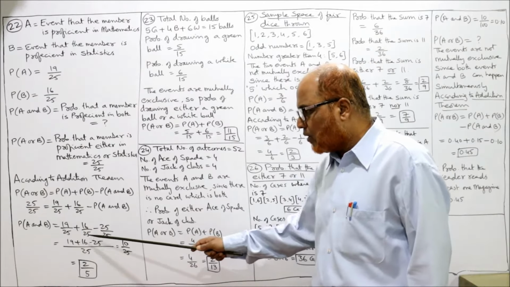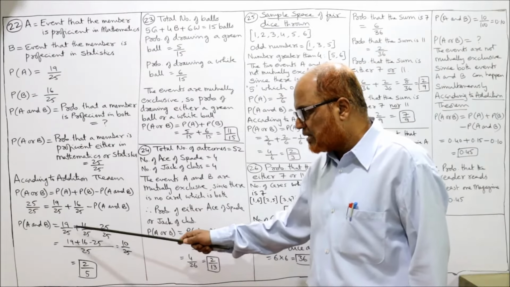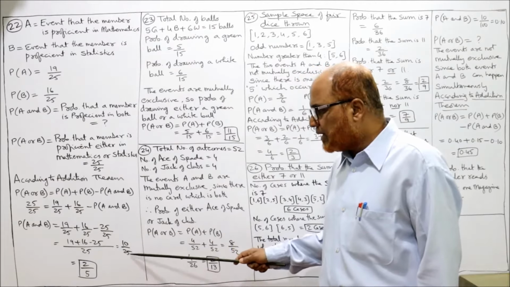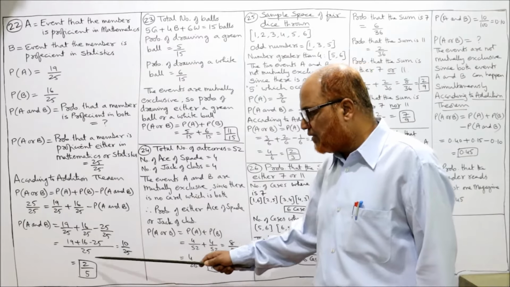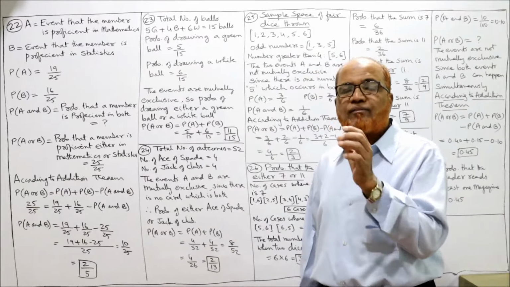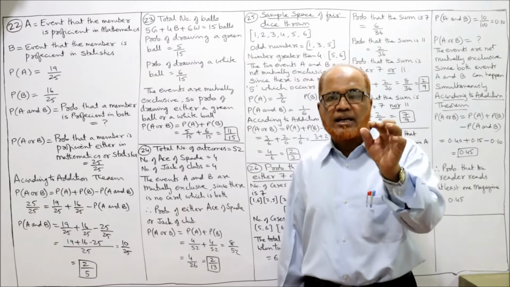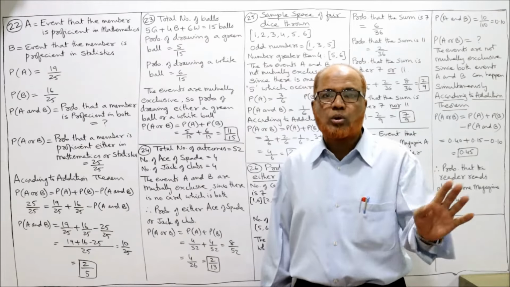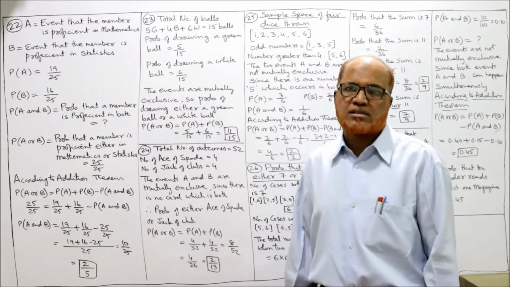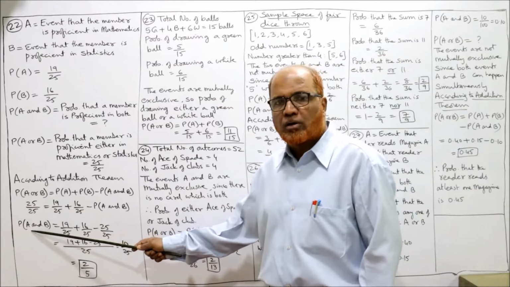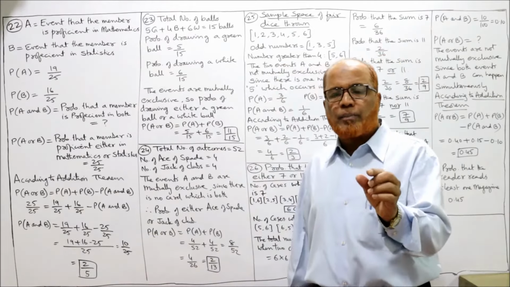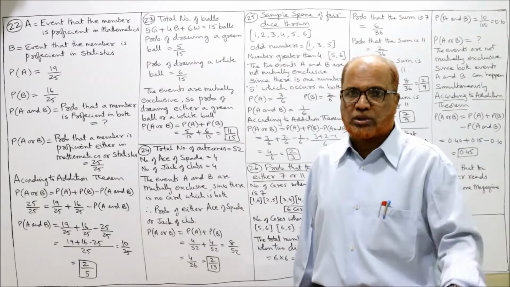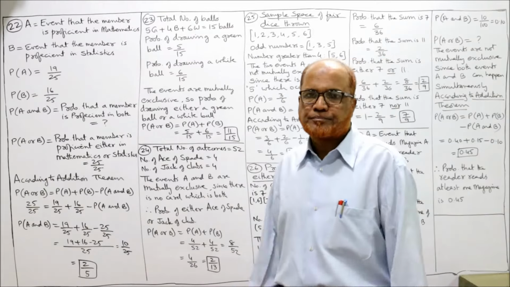Now take the LCM, all 25 denominator, 25 is the LCM. So 19 plus 16 minus 25, you will get 10. 10 by 25, or 5 2s are 10, 5 5s are 25. So 2 by 5 is the probability that a randomly chosen person is proficient in both mathematics as well as statistics. P of A and B we got. P of A and B ka matlab the probability that the person is proficient in mathematics and statistics, both. 2 by 5. That's it.